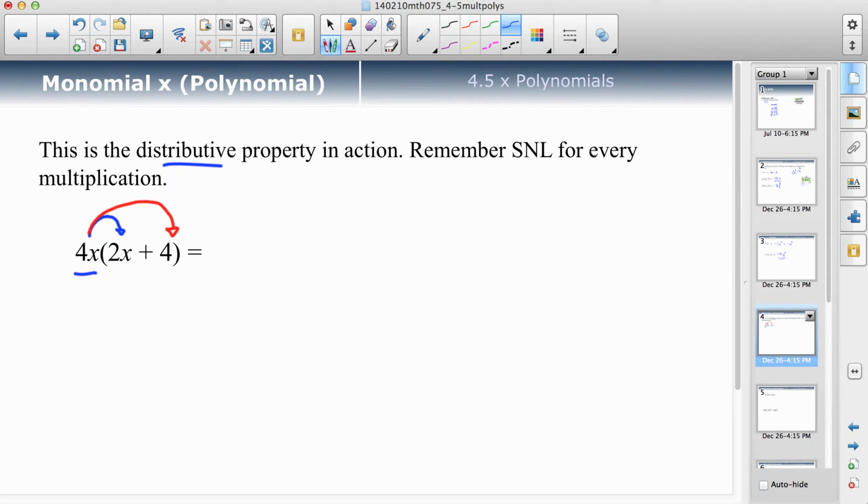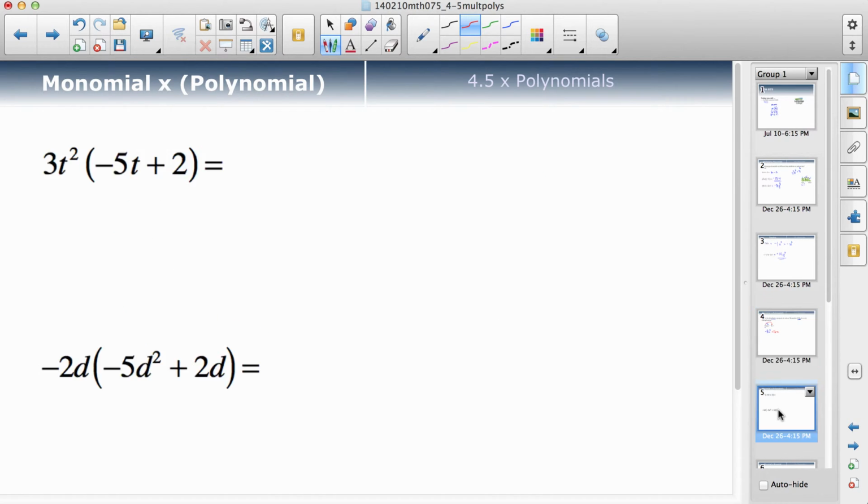So let's do the first one. 4x times 2x. Sign, SNL. Sign, it's going to be positive. Numbers, 4 times 2 is 8. Letters, x times x, x squared. So I've taken care of that first product. Now let's do the next one. So 4x times 4. Sign, it's going to be positive. Numbers, 4 times 4 is 16. Letters, x times, there's no x's here, so it would just be an x. Okay, hopefully you're getting on. Try these ones.